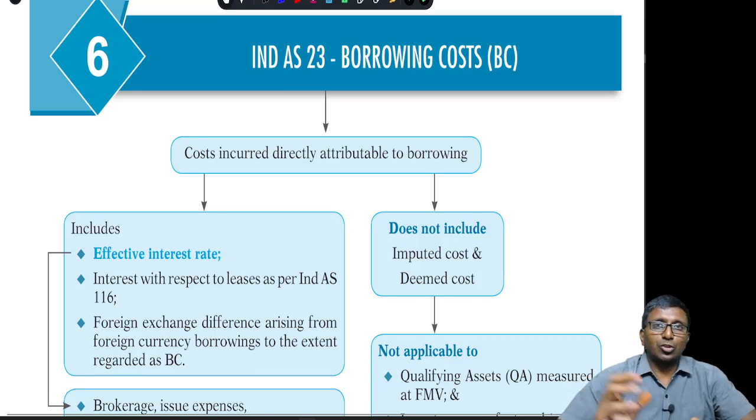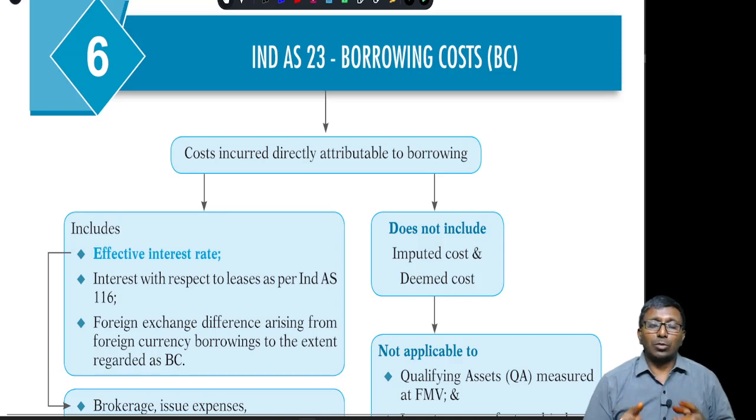Let's look at Ind AS 23, which is borrowing costs. Borrowing costs are those directly attributable to a borrowing. If I had not borrowed, I would not have incurred them. Those costs are supposed to be borrowing costs. How to account for them, whether they should be capitalized or charged to P&L, is dealt with by the standard.